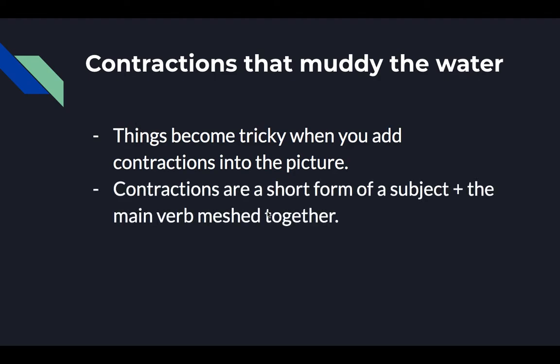Contractions are a short form of a verb, a subject plus the main verb when we mesh them together. So what does that look like? So here we go. Here's the classic. It is becomes it's. Now immediately you see why we need to talk about these together, because this looks exactly like that singular possessive marker, that singular apostrophe that we talked about earlier.